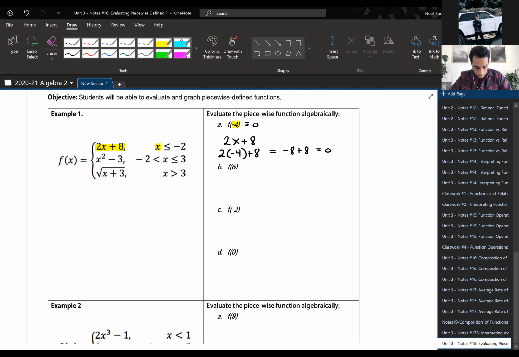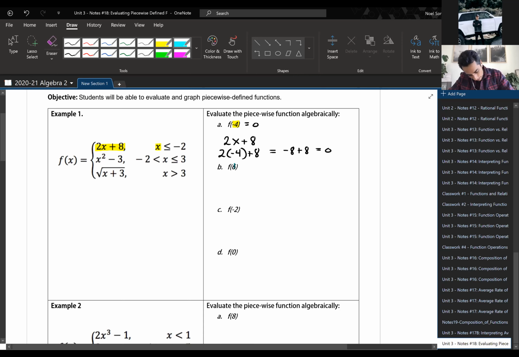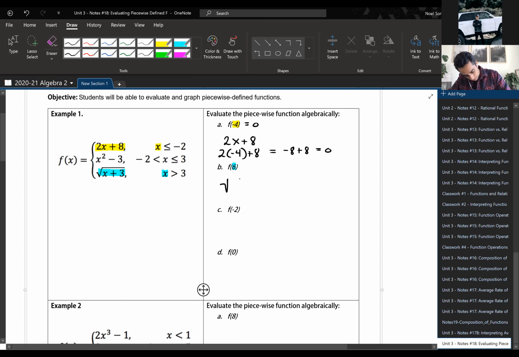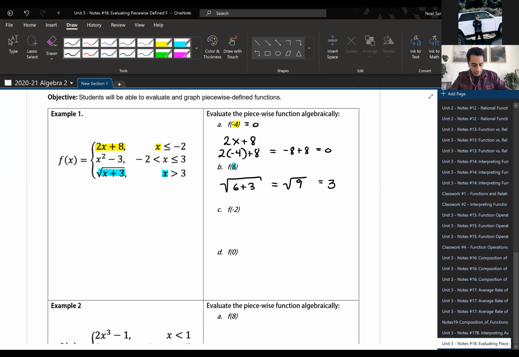All right, so let's go ahead and move on to part B. Now we're looking for f of 6. So where does 6 belong? It belongs to the domain where it's greater than 3. Right, 6 is greater than 3. So that means we get to use the square root function. So f of 6 would then be the square root of 6 plus 3. We end up with the square root of 9, and the square root of 9 ends up being positive 3. All right, any questions there?